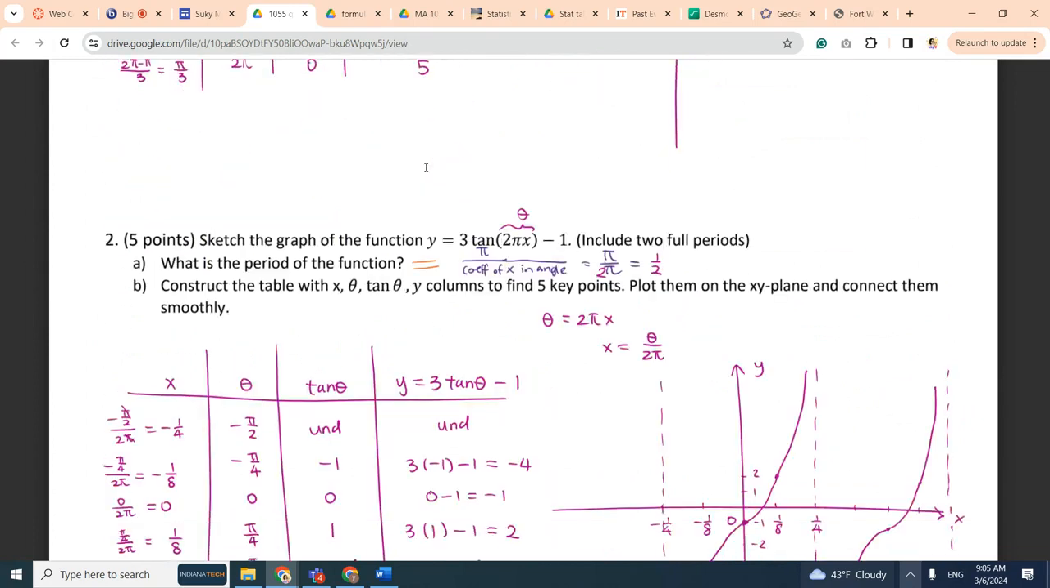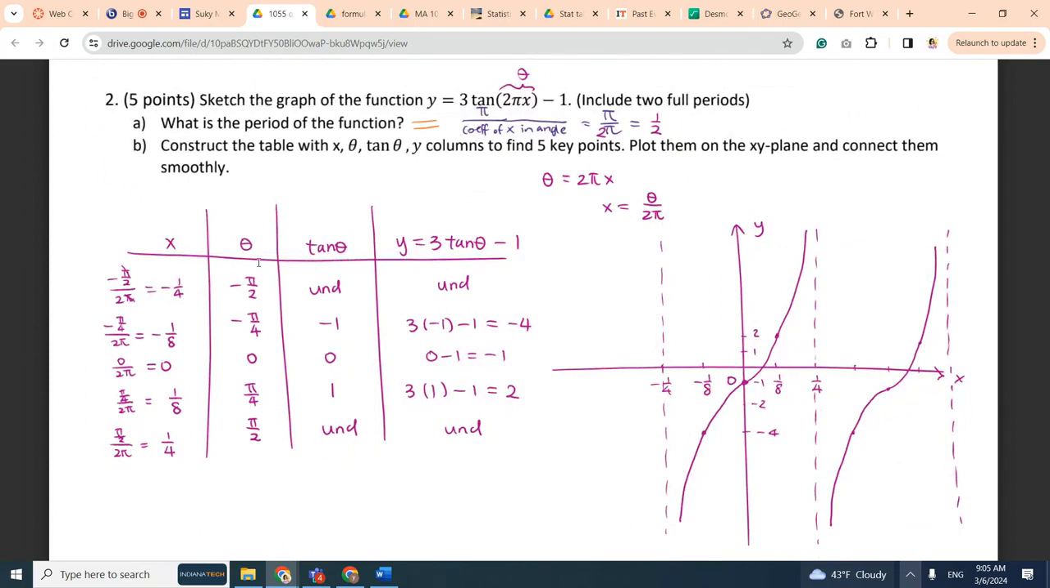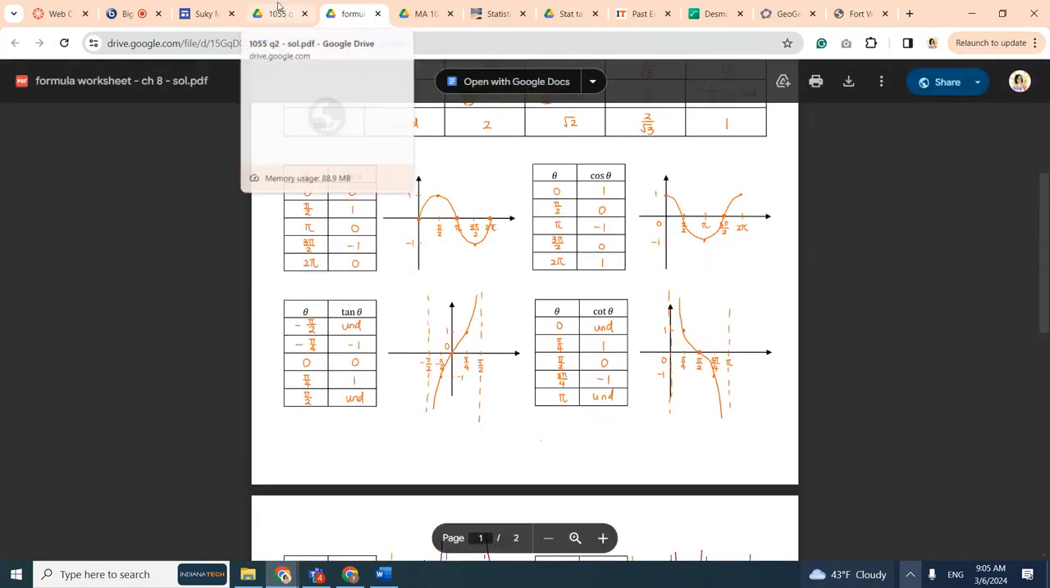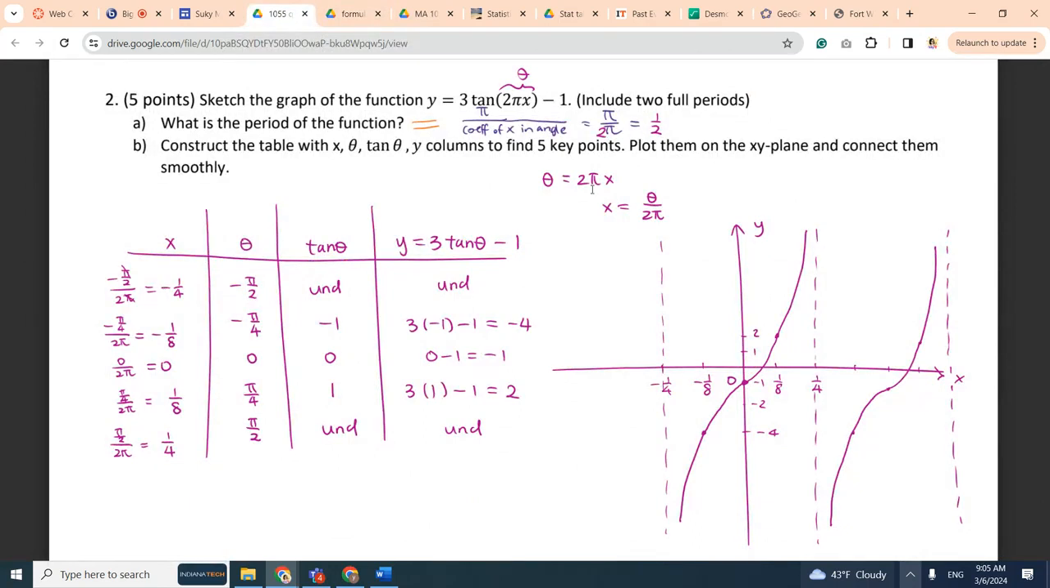Okay, and continue the second problem. Yes, so after you plug in theta and tangent theta, those 5 key points. By the way, remember today I will give you this worksheet to fill out. And then you can find the x. So theta is 2 pi times x. So x is theta divided by 2 pi. Not subtract, because this is multiplication, not addition. So be careful. And therefore we get the numbers.